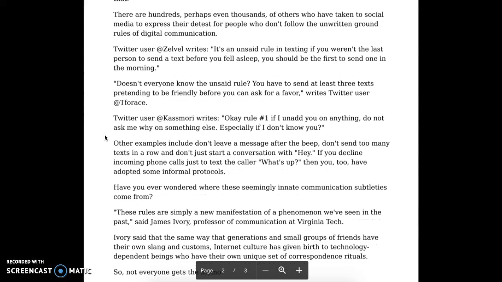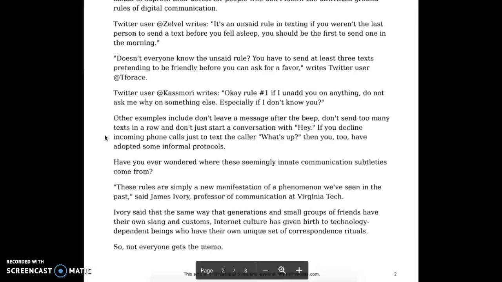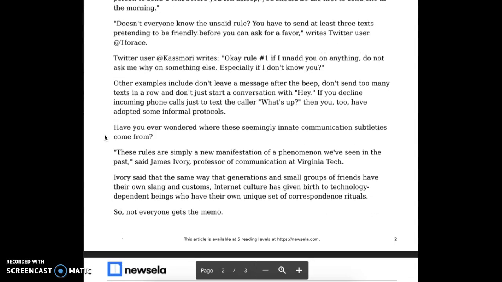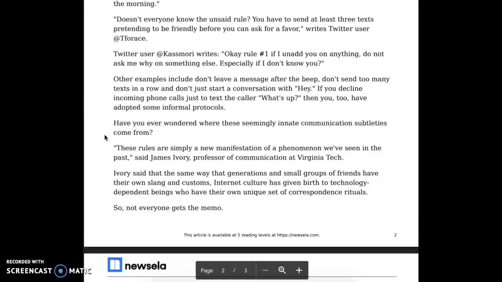Twitter user @Zelvel writes, "It's an unsaid rule in texting. If you weren't the last person to send a text before you fell asleep, you should be the first one to send one in the morning. Doesn't everyone know that unsaid rule? You have to send at least 3 texts pretending to be friendly before you can ask for a favor," writes Twitter user @tforus. Twitter user Casmori writes, "Okay, number 1 rule, if I unadd you on anything, do not ask me why on something else, especially if I don't know you."